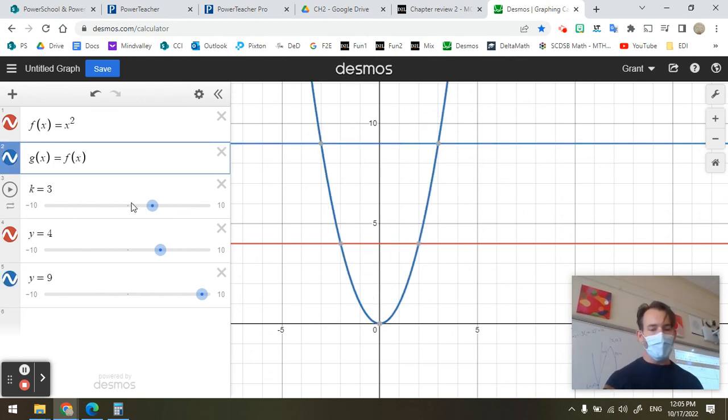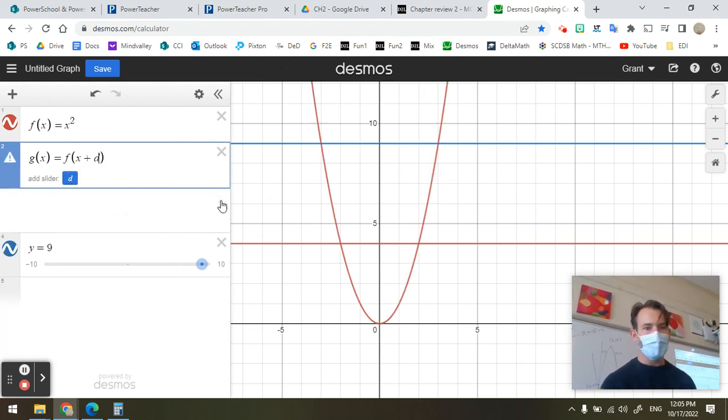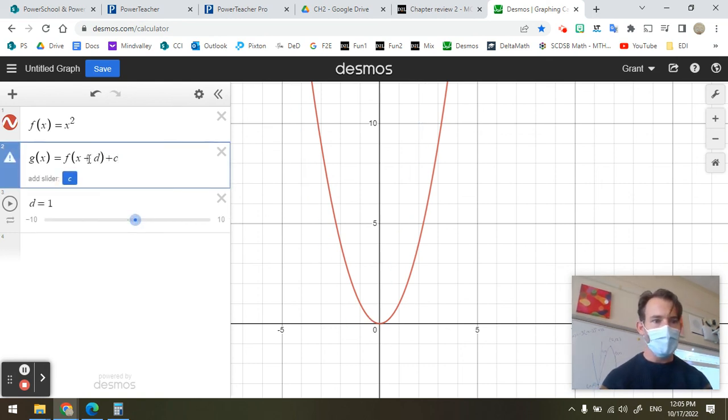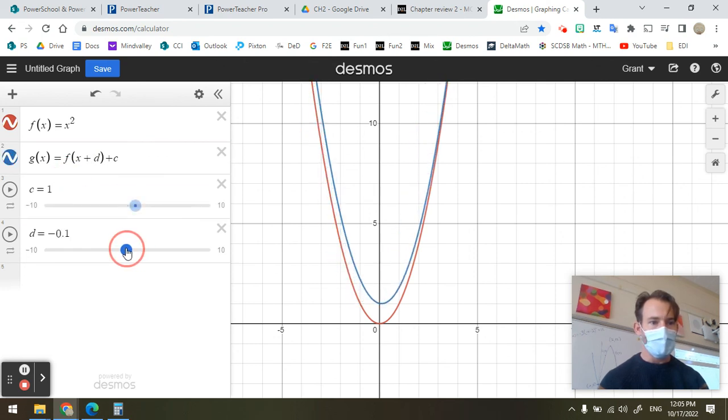Let's do f of x plus d. I'm going to create a new slider for d, and then I'm going to do plus c. So I'll do both of these at the same time. We're going to add both sliders. I'm just going to reduce the slider for d to 0 for now.